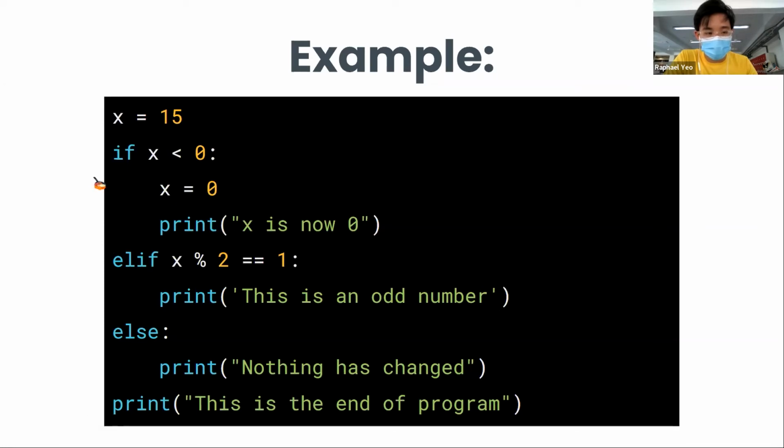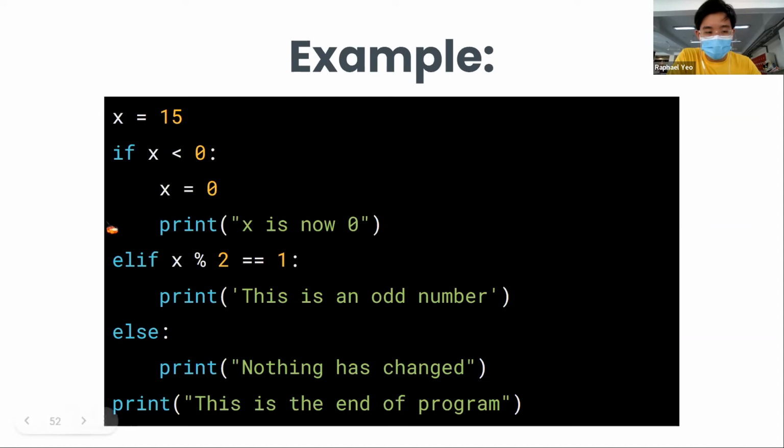All right. So it will go to the next statement, which is the Elif statement. The Boolean expression in the Elif statement is x modulo 2 equals 1. So what this does is find the remainder of x. And the remainder of x when divided by 2 is indeed 1. And therefore this Boolean expression is true. And when this Boolean expression is true, it will print this is an odd number.